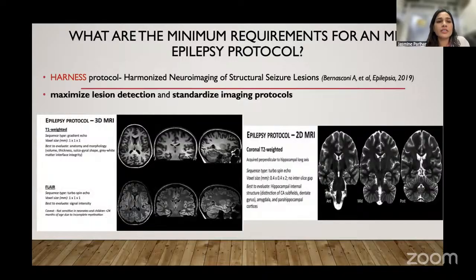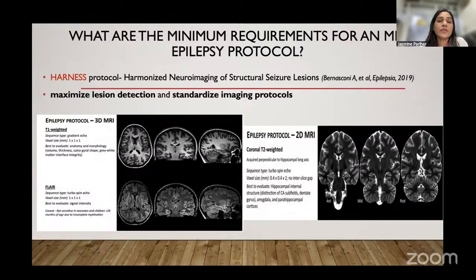So what is the HARNESS protocol of MRI that we have been talking about? It is harmonized neuroimaging of epilepsy structural sequences. This is basically to standardize the imaging protocol so that all the patients with epilepsy get a uniform imaging protocol that increases the lesion detection rate. The standard MRI for stroke demands a different form of MRI images. You can just do diffusion and FLAIR, and that is all that you might require.